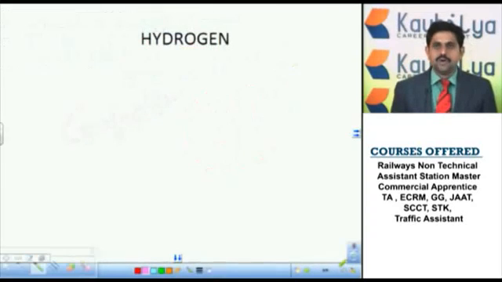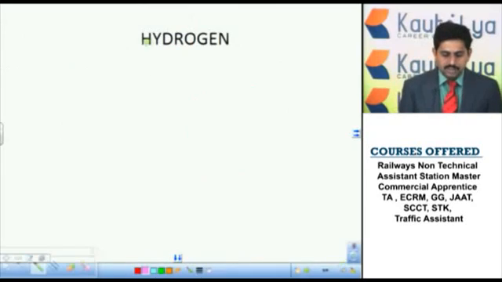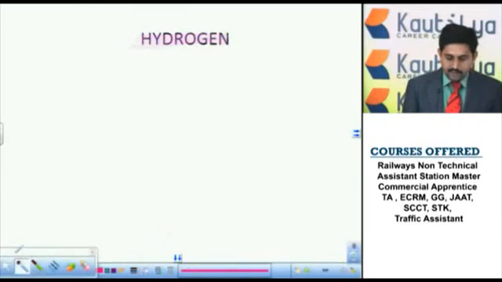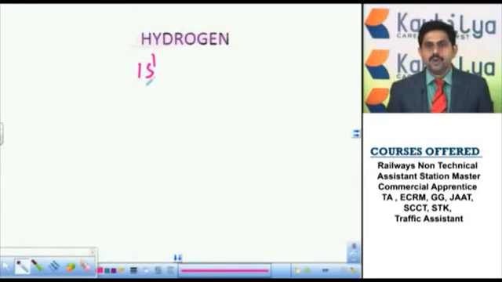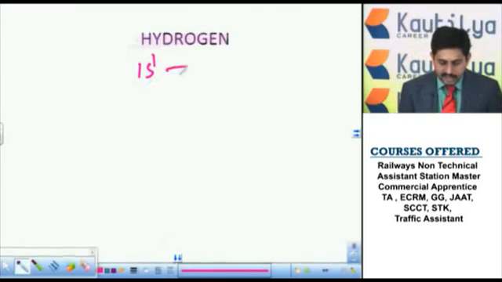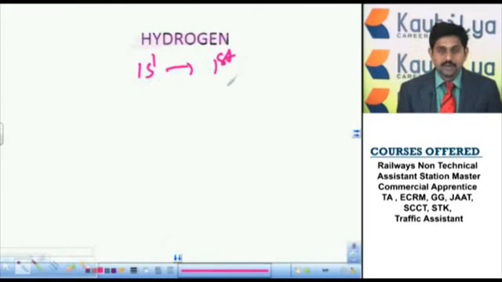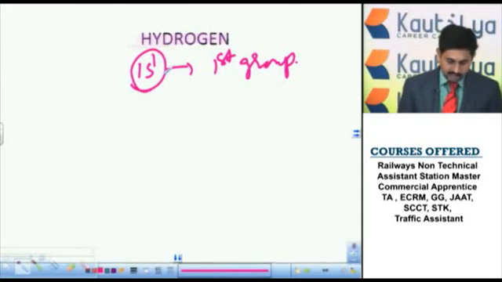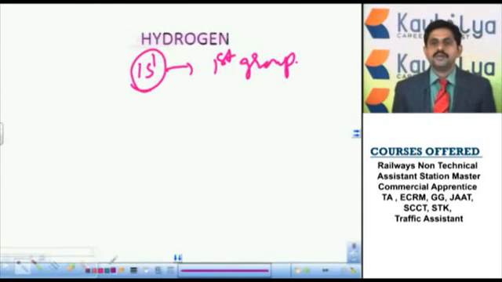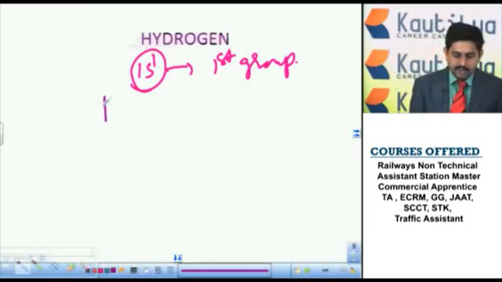Then the next topic is called hydrogen. I told you that hydrogen actually does not belong to the first group elements, but because it has one electron in the outermost orbit, its electronic configuration is 1s1. So because of having one electron in the outermost orbit, we consider it under the first group elements, but the position is not given. Actually it is not given any particular place in the periodic table. It is kept separate.